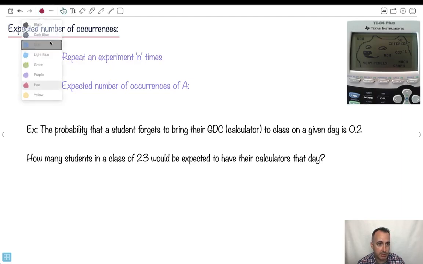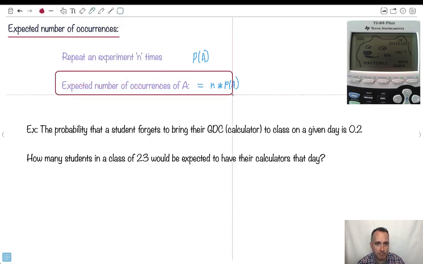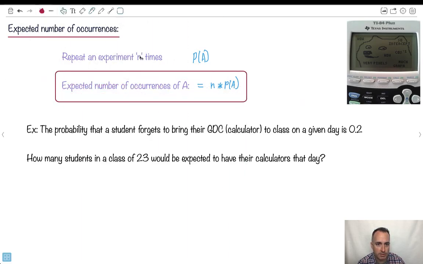Okay, so you figured out the probability of A occurring. It's probability of A. Now you repeat some experiment. So let's say you figure this out, then you just do it a bunch of times. Well, the number of times you expect this to happen is going to be n times P of A. So this is how we're gonna state the number of occurrences here. So what this means is that if I repeat some experiment 20 times, then 20 times that probability is how many times I expect that to happen.